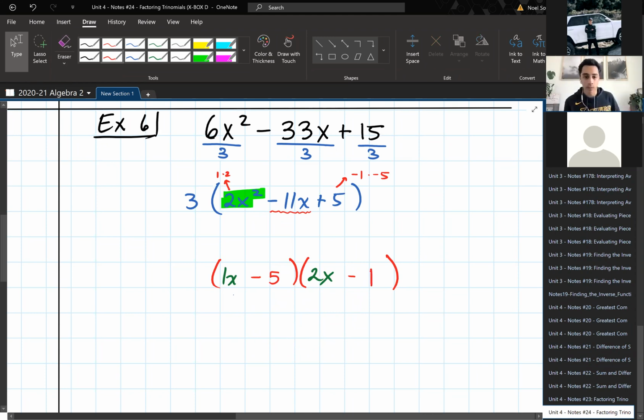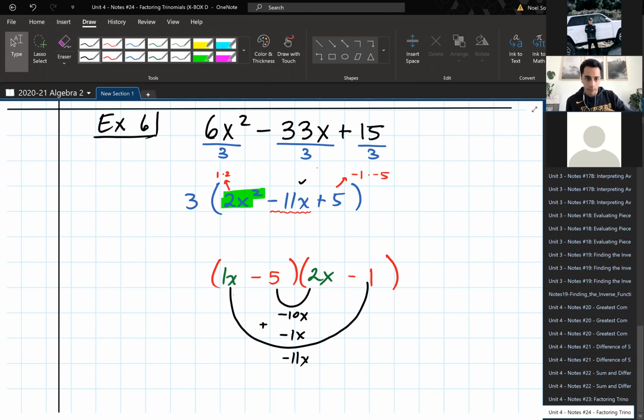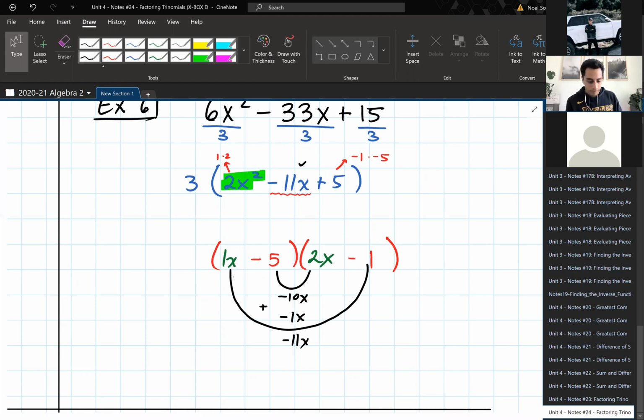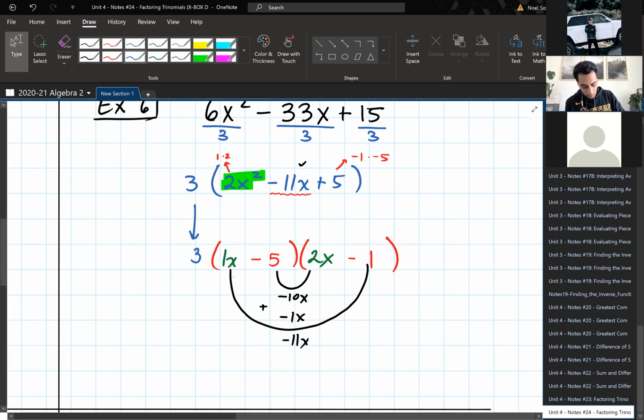All right, let's see if this works. Negative 5 times 2x, negative 10x. 1x times negative 1, negative 1x. So the sum of these 2 terms would be negative 11x. Okay, so that checks out, because that's what I was factoring. I'm not trying to get back to 33. There's no way I'm going to get back to 33 because I already divided a 3 out of it. So this would be my factorization. What do I need to bring down in order to have a complete answer? There we go, right? I have to bring down the 3. It's part of the original polynomial. So this would be our factored version.